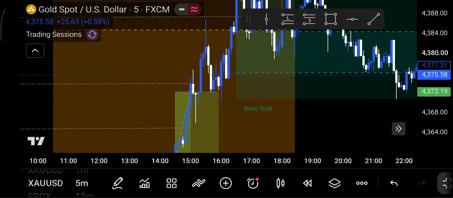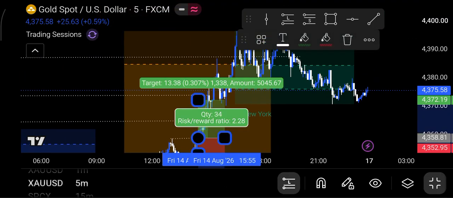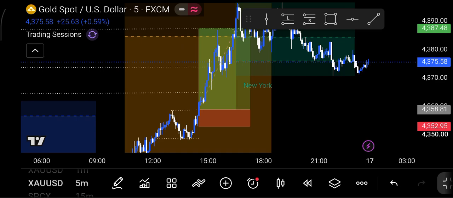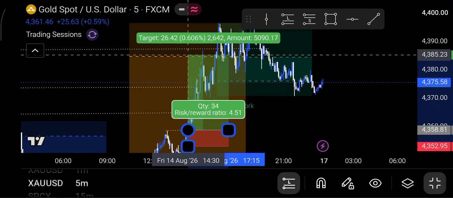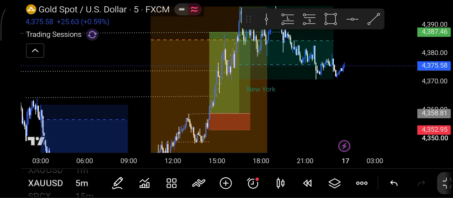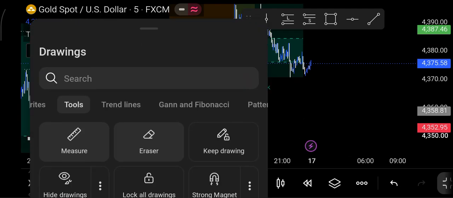And I had my targets. It was a good target, good liquidity targets, and boom, we carried out for a 1 to 4.8. I closed a bit early, closed around here, but if I had my liquidity targets, all of them set, that would have been it. And that's a beautiful London session taken out.